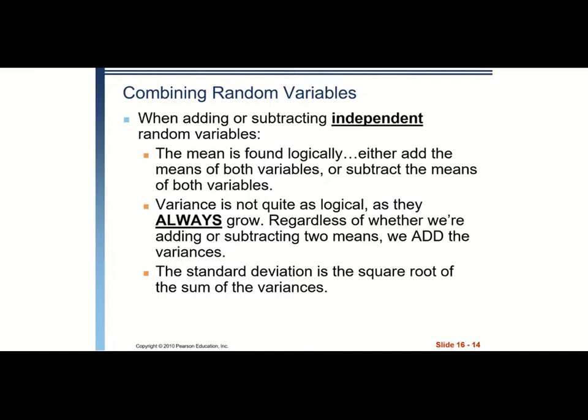Standard deviation or variances is not quite as logical. They're always going to grow. So if we subtract two random variables, we still add the variances. Think about it as adding uncertainty. When we're talking about the spread of variables, even when we're subtracting them, we're really increasing the amount of uncertainty, whether we're adding them together or subtracting them. We always add the variances in order to find the standard deviation. Standard deviation is just the square root of the variances.